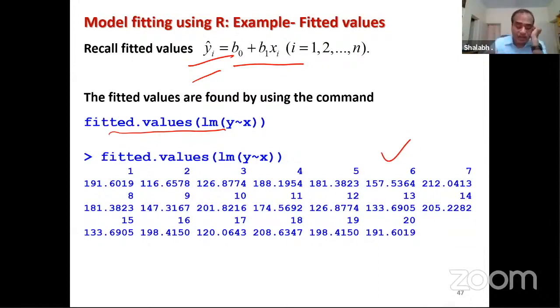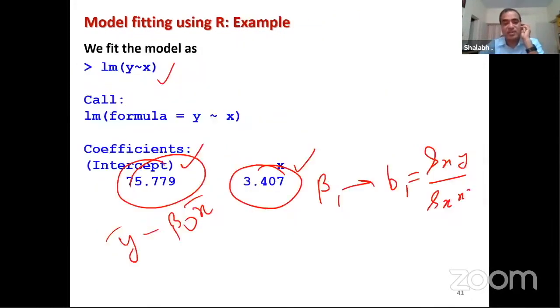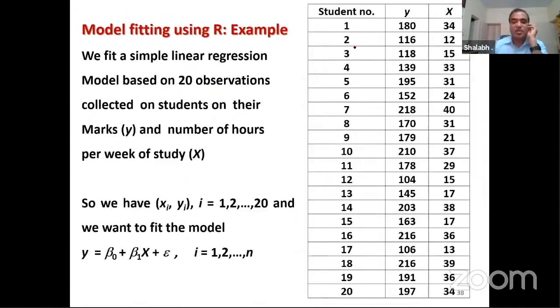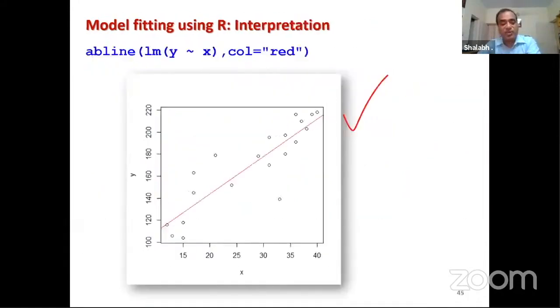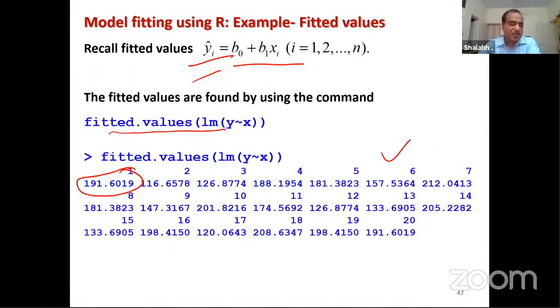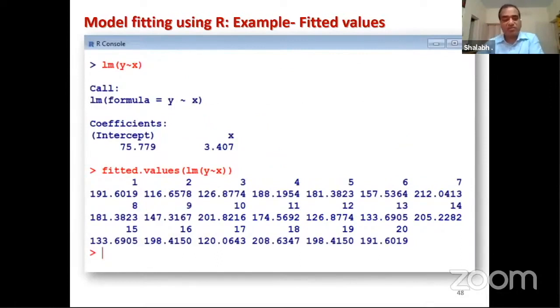It is something like this. If you put x equal to x1, then the value of y you obtain from the model is 191. But on this data, the observed value is 180. So the student actually obtained 180 marks, but your model says the student is going to get 190 marks. But it's not actually bad. You have a good approximation, and this is the R command by which you can find it.